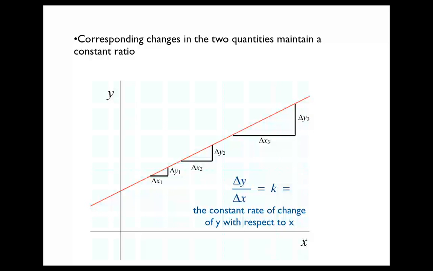It could be, but we're saying that x is independent and y is dependent on it. So we want the rate of change of y with respect to x. So that'll be this, delta y over delta x. Okay. Another question?